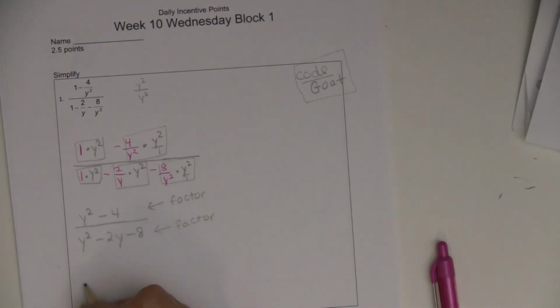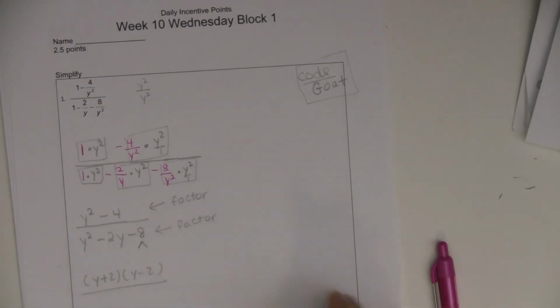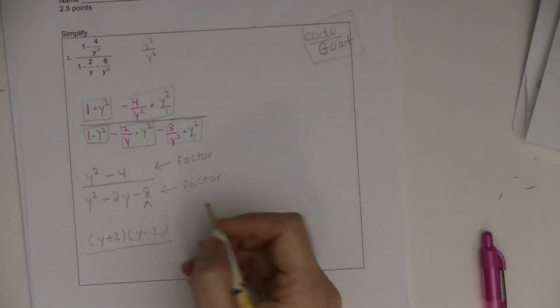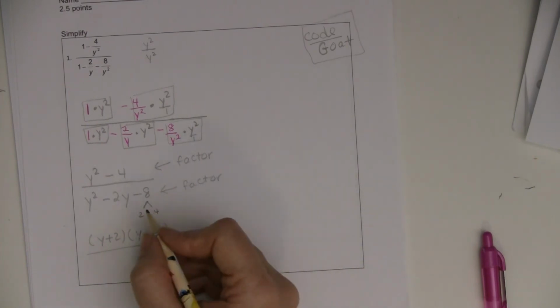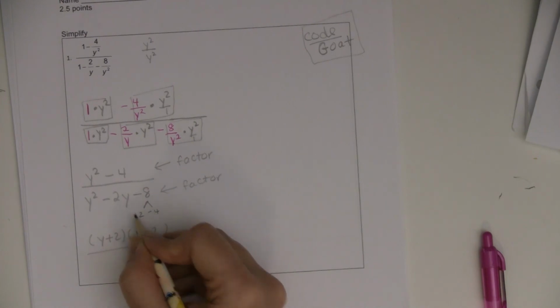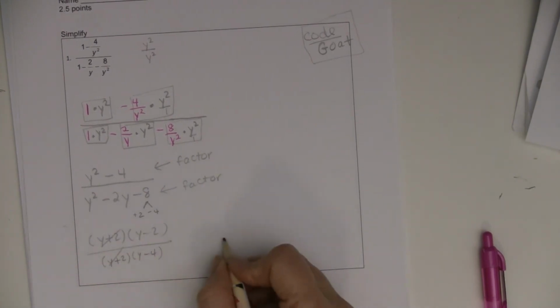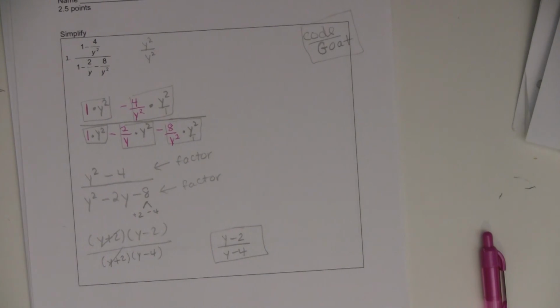So this is a difference of squares, y plus 2, y minus 2. This is a trinomial, trying to make 8 and also subtracting to give 2. And when I think about it, 2 times 4 multiplies together to give 8, but when I subtract it, I get 2. It's got to be a negative and a positive. So this is y plus 2, y minus 4. The y plus 2's drop out, and I get y minus 2 over y minus 4. And that's the answer to this first one right here.